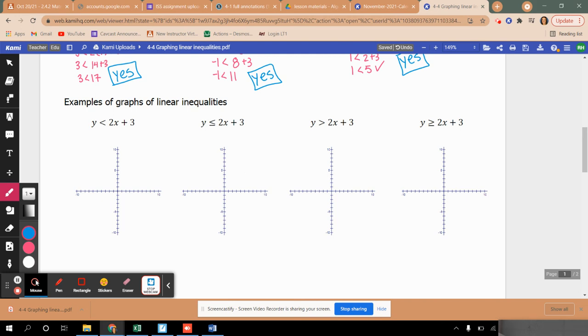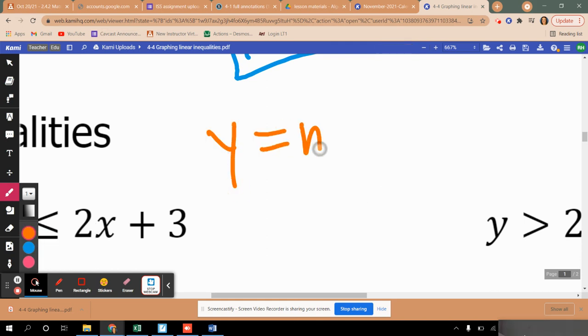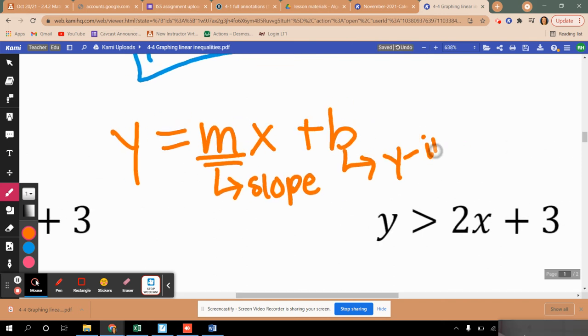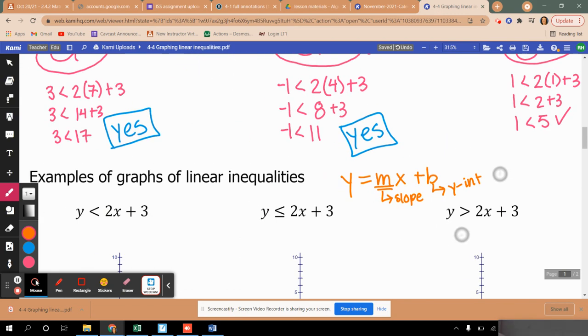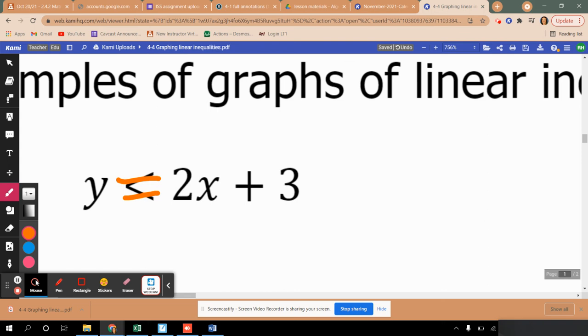So what we're going to do is graph this just like it was a function that looked like y equals mx plus b. So whatever is attached to the x is going to be our slope. Whatever is not attached to an x but still not next to the y is going to be our y-intercept. So we're going to graph these as if they are in slope-intercept form, which they are. The only difference is they have an inequality sign rather than an equal sign. If you had that equal sign, it would just look like the ones that we are used to graphing.